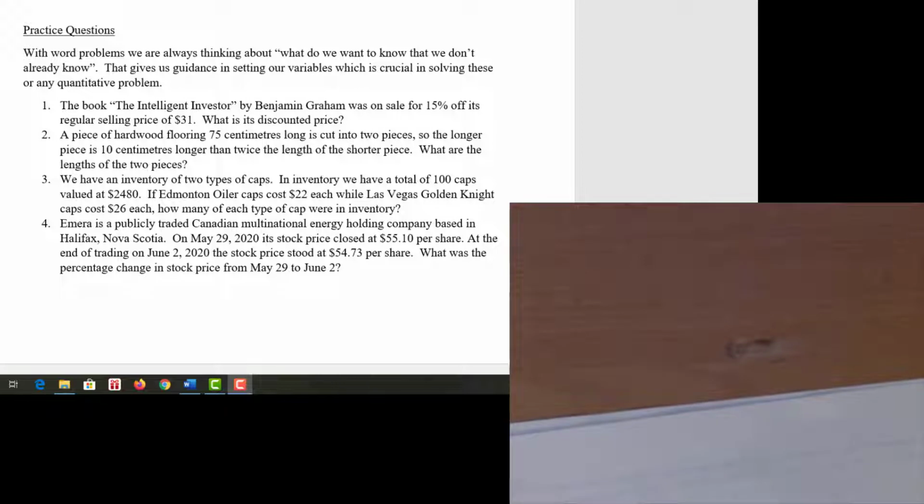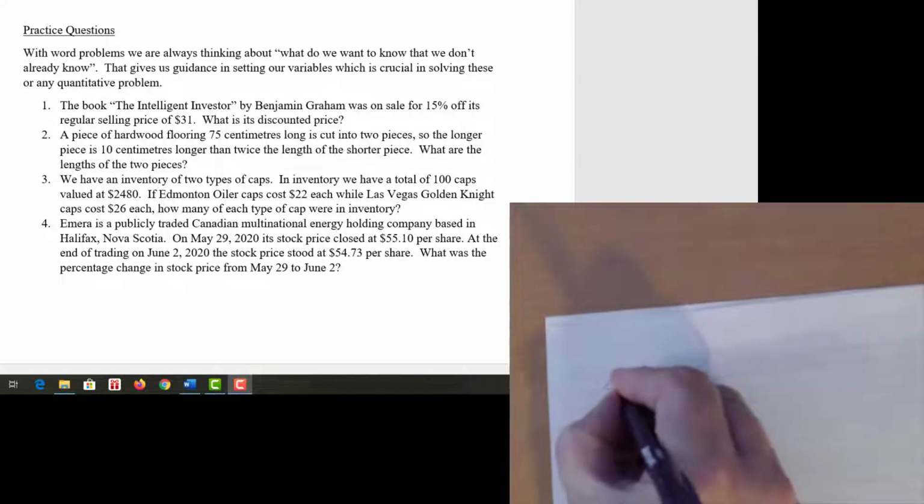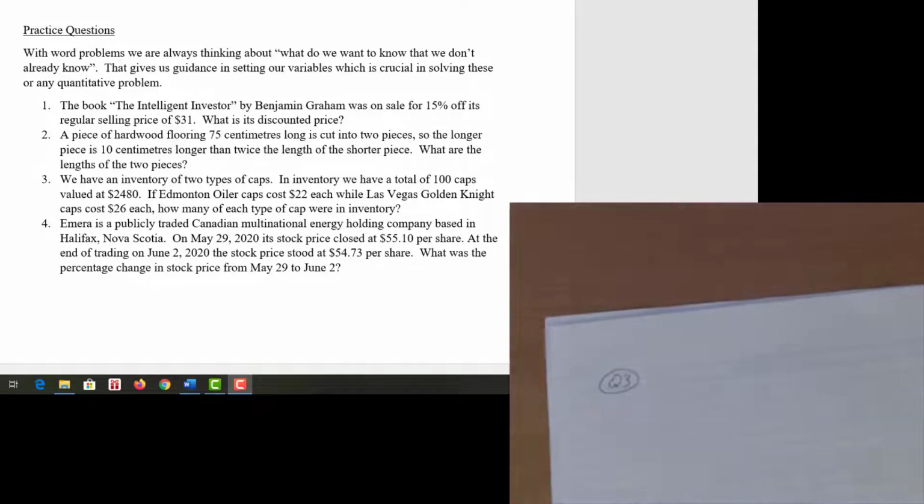Question number 3. We have an inventory of 2 types of caps. In inventory, we have a total of 100 caps valued at $2,480. If the Edmonton Oilers caps cost $22 each, while the Las Vegas Golden Knights caps cost $26 each, how many of each cap were in inventory?